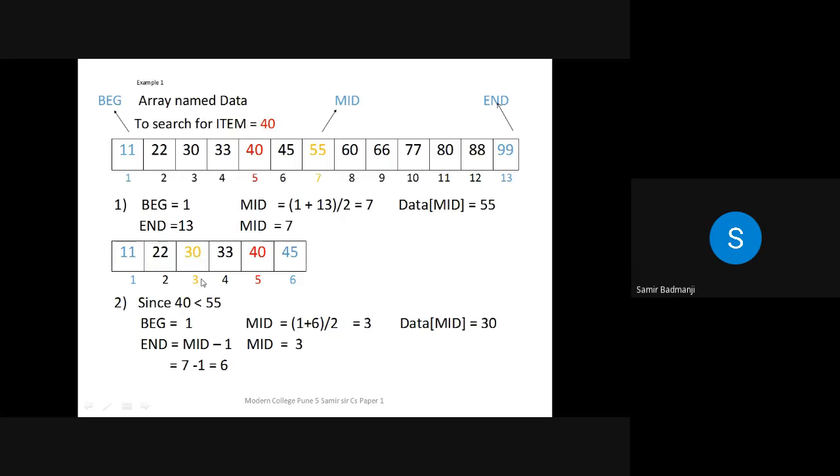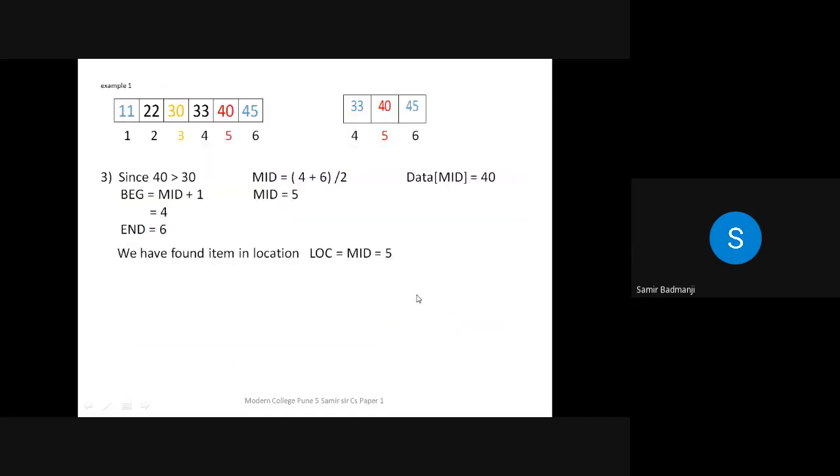So next, what will be the beginning? New beginning will be what? Mid plus 1, because this is the midpoint and the element is not there in the first half, it is there in the second half. So the new beginning will be what? Mid plus 1. So mid is what? 30 plus 1 is 33. So 33 will be the beginning, 45 will be the end. You'll see in the next slide.